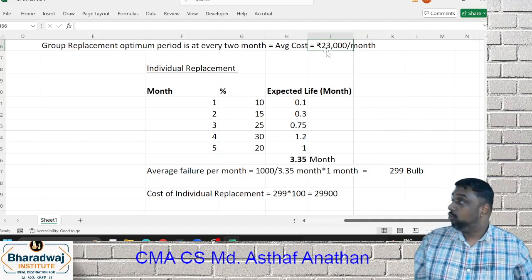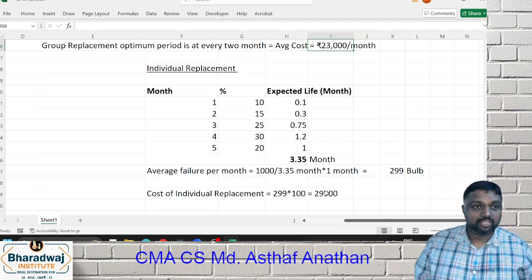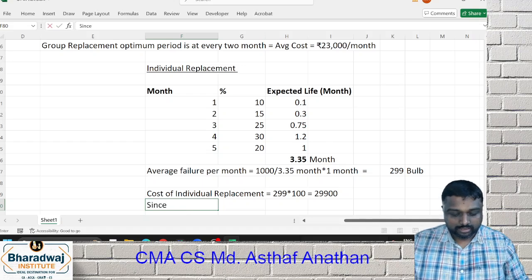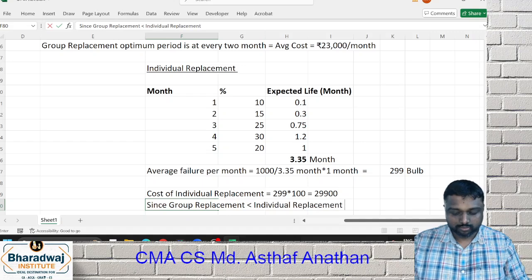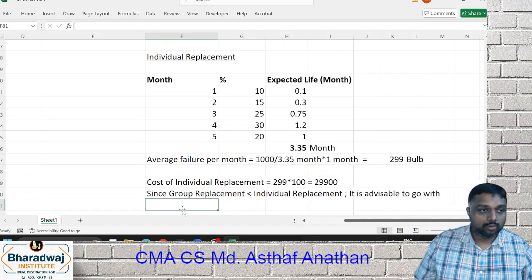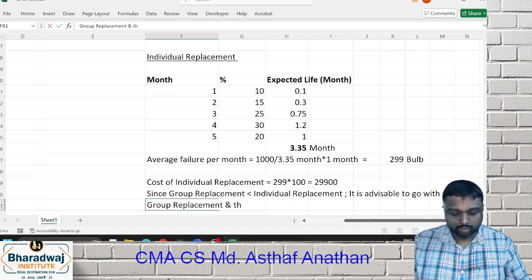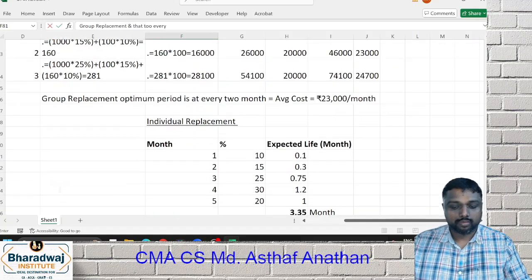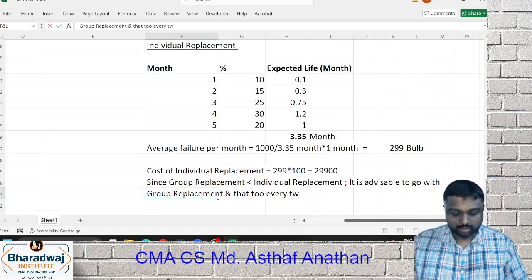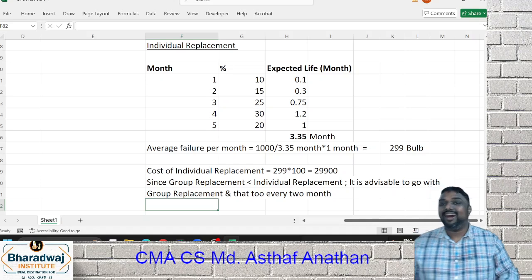Which is best? Here group replacement is 23, individual is 29. So you can give the comment: since group replacement cost is lower than individual replacement, it is advisable to go with group replacement, and that too every 2 months.